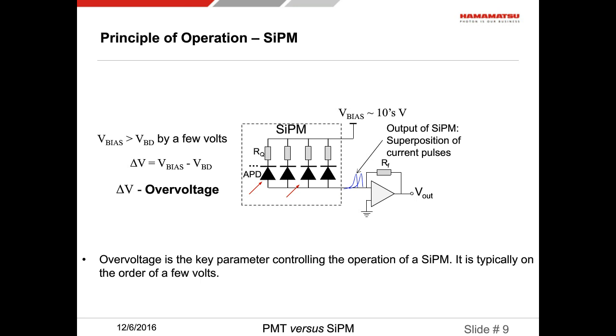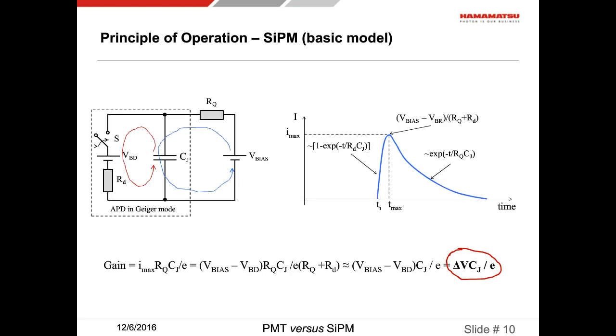Since the silicon photomultiplier is such a new device, I would like to spend a little bit more time discussing its operation. This is a basic model. We're going to model the SiPM with this electrical circuit. First, a junction capacitance, or this capacitor here. It represents the capacitance of the depletion region in the SiPM.